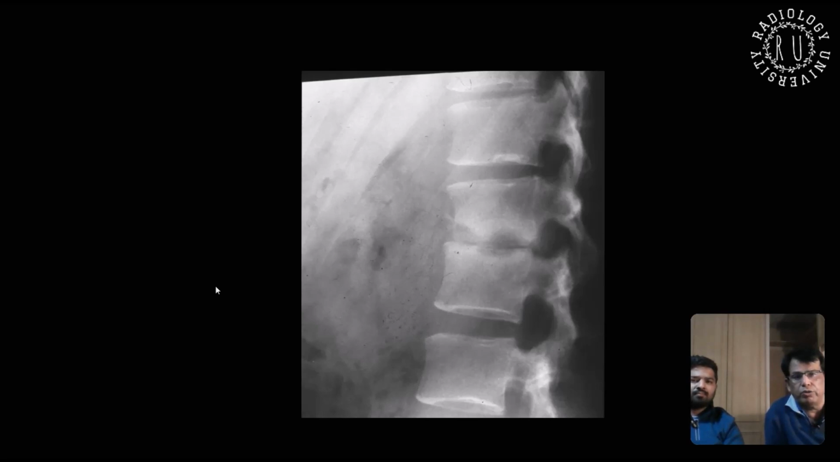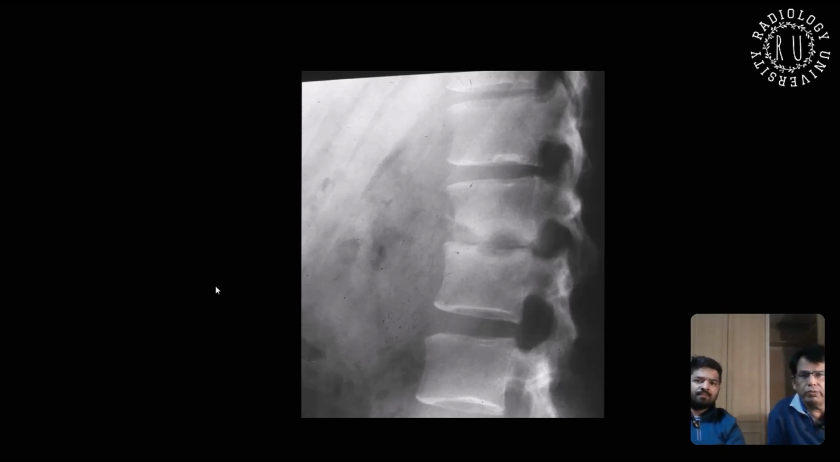And I think we need to first look at the whole spine X-ray, AP and lateral, or do an MRI scan definitely to further assess this. What are you suspecting on MRI? What findings are you looking for?